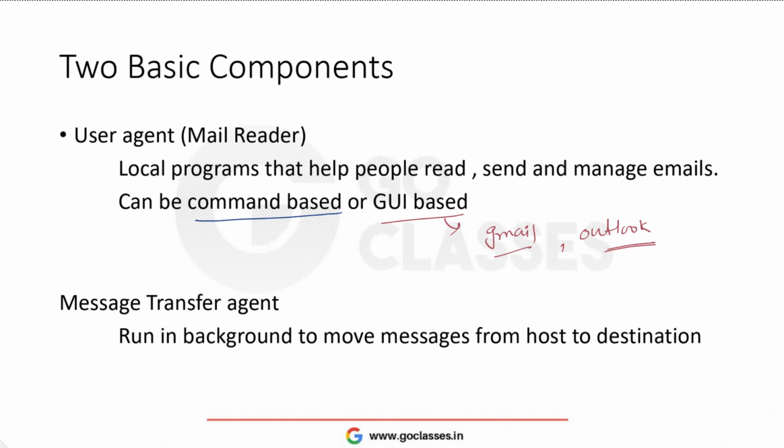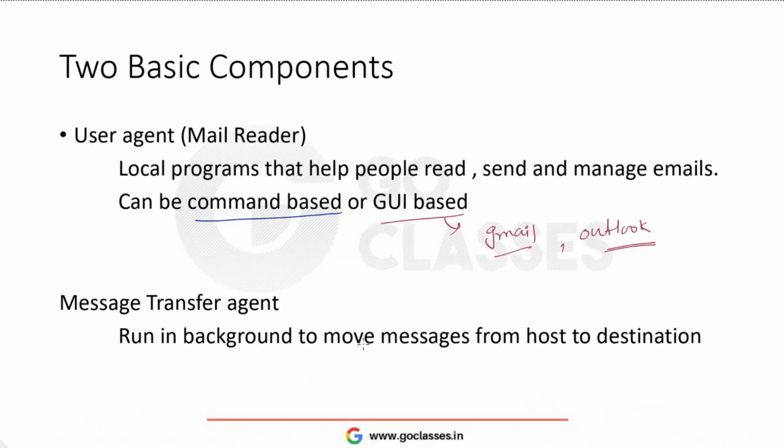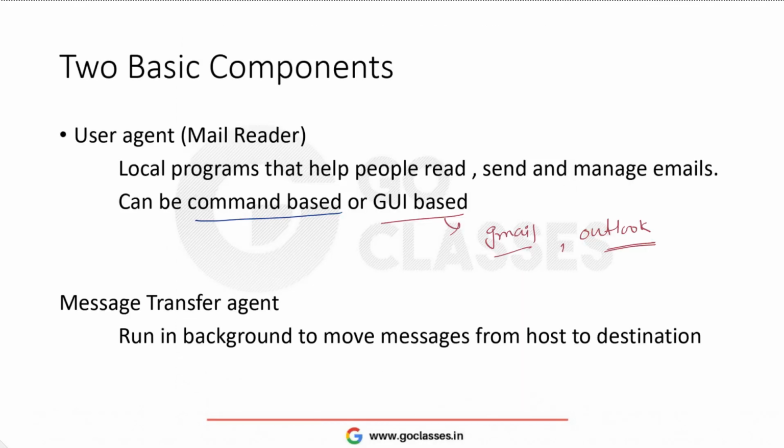And then there are message transfer agents. These mail servers, or message transfer agents, run in the background to move messages from the host to the destination. These mail servers are basically always running and are never down, which means that after sending a mail you could be offline, but the mail servers are never offline. Why? Because some other user might want to send a mail. So that's why most of the time these mail servers are on and always run in the background.